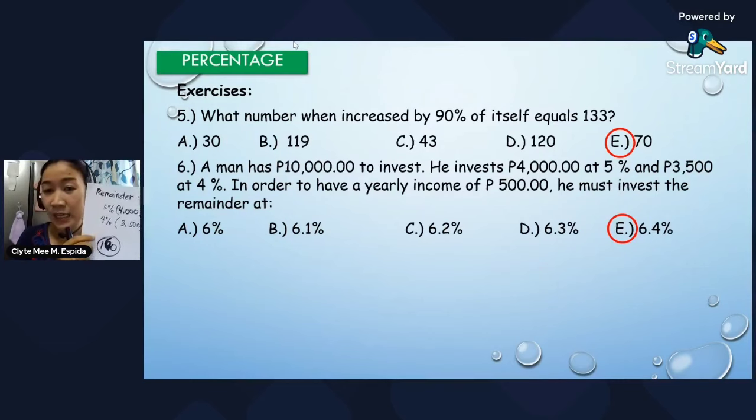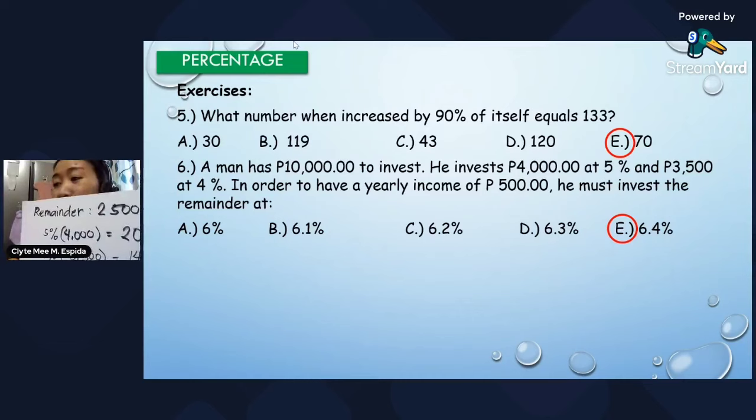So he invested 4,000 and 3,500 for 5% and 4% respectively. So, magkano yung naiwan niya na pera? Yung remainder. So, you have 4,000 plus 3,500. Subtract natin yan from 10,000. So, yung remainder niya na pera na pinag-iisipan, kung how much niya i-invest yung percentage, is 2,500.